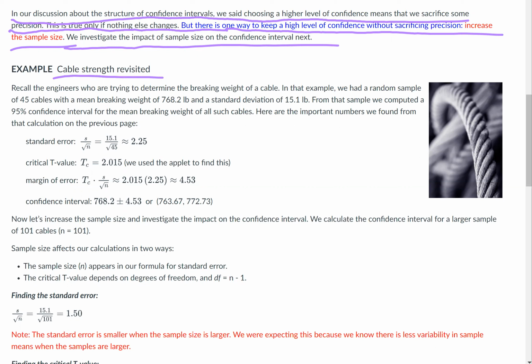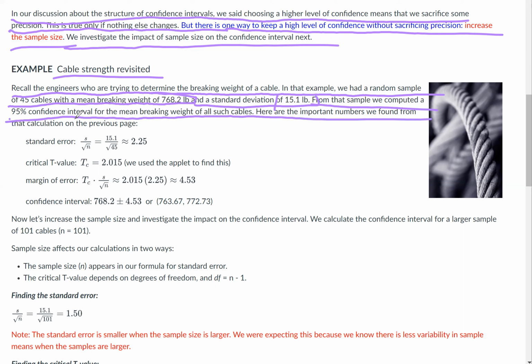So going back to that cable strength example, recall that the engineers are trying to determine the breaking weight of a cable. In that example, we had a random sample of 45 cables with a mean breaking weight of 768.2 pounds and a standard deviation of 15.1 pounds. From that sample, we computed a 95% confidence interval for the mean breaking weight of all such cables.